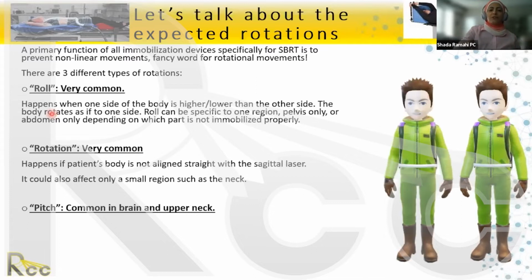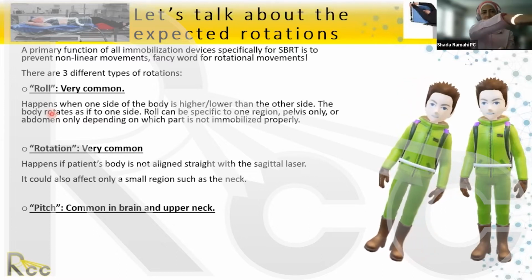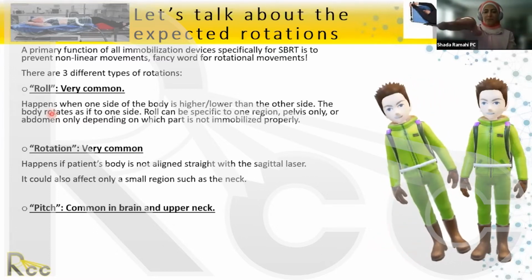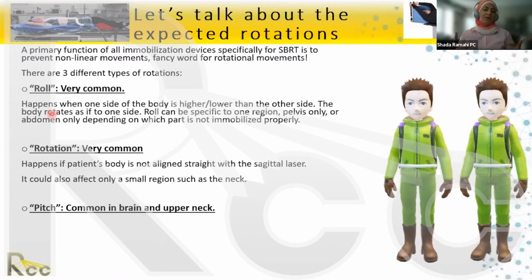Another one is rotation. Rotation is when the entire body is going sideways. Think about the rotation of a linear accelerator couch when it's rotating around isocenter. Rotation is the easiest to fix because you can definitely see it. You put the patient on the table and use the sagittal laser. So proper alignment with the sagittal laser from the nose bridge, chin, suprasternal notch, xiphoid, etc. If you have that, then you make sure that you don't have any rotation.